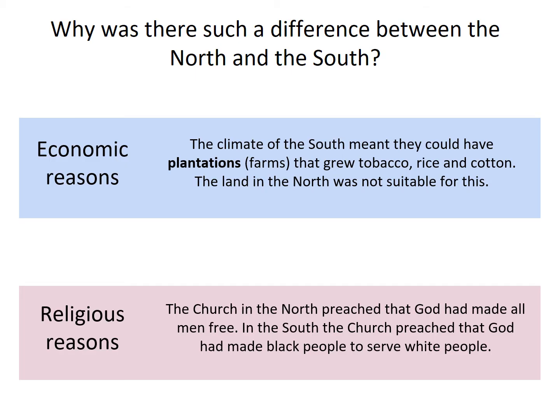Secondly, there are religious reasons. The church in the North preached that God had made all men free, whereas the church in the South preached that God had made black people to serve white people. Even though everybody is Christian, there are different religious reasons. For these reasons, the North and the South grow apart in terms of their opinion about slavery. And slavery, as we saw in the map previously, was expanding at a rapid rate in the South. So this raises the question, why?